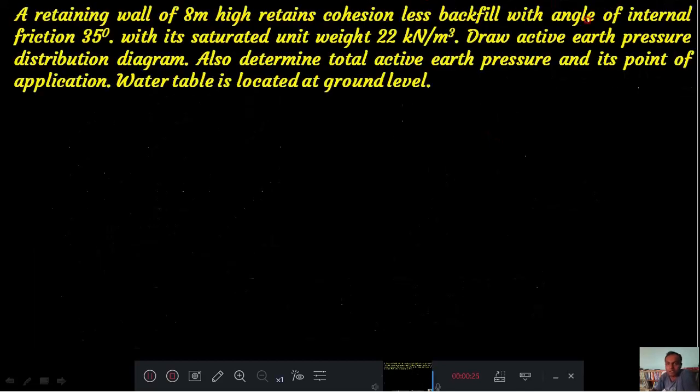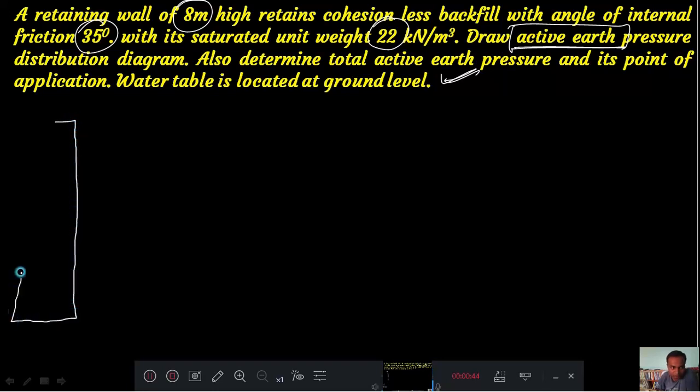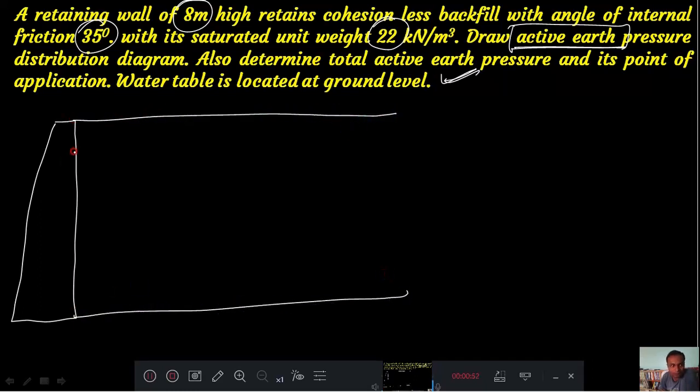Look here, the backfill is 8 meter height, with 35 degrees and 22 kilonewton, and in this case they are asking for active earth pressure, and they said that the water table is located at ground level. Let us consider the problem. We'll draw the retaining wall. This is your backfill. Retaining wall 8 meter height, and water is also there, soil is also there.